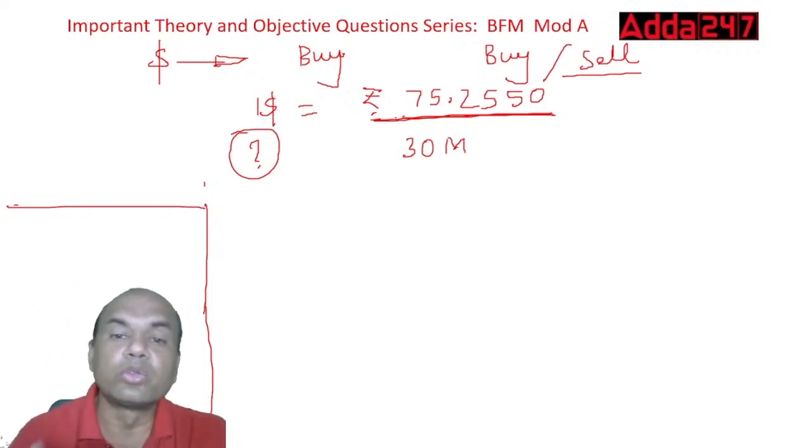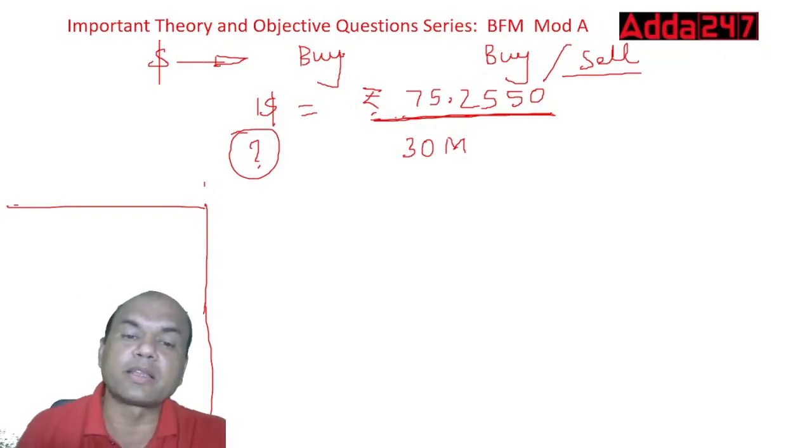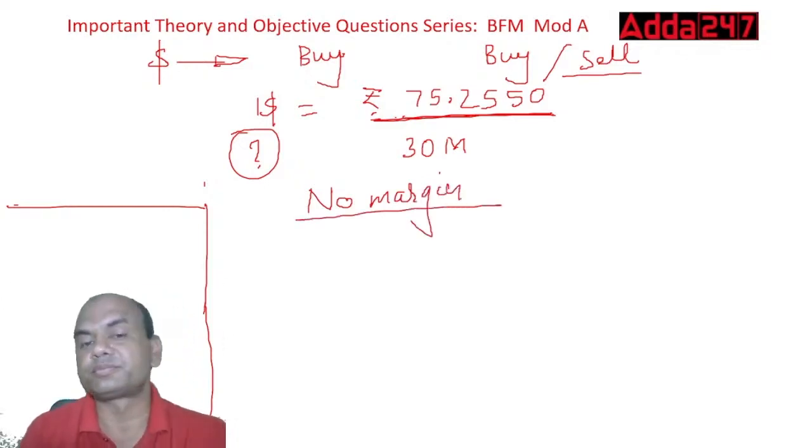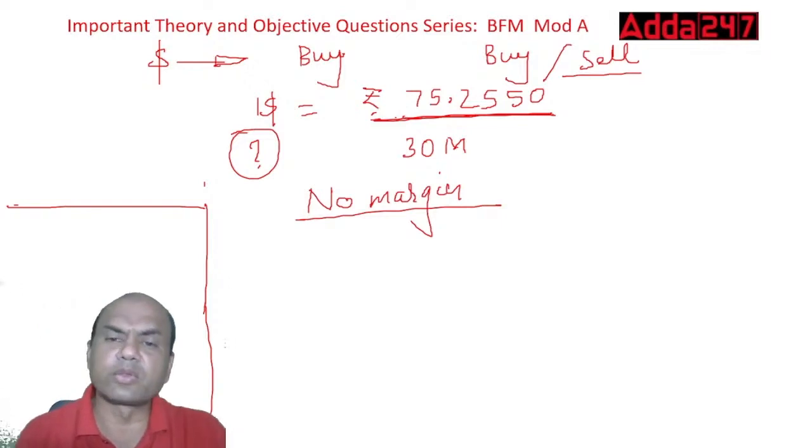But now, no margin is given. So no margin, I'll write it over here. No margin means what? Whatever rate is given, take that only. So this rate only I'll take now.